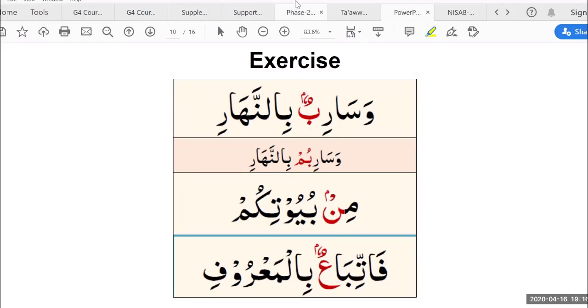Bismillahirrahmanirrahim. Wasaribum bin nahari. Okay. So everything was fine except this one, Noon Mushaddad. Do you know what you have to do on Noon Mushaddad? It's a nasal sound. This one. Yes. So we have to make nasal sound. And for how long do we have to hold it? For 2 seconds. Yes. So if you can say this word again.